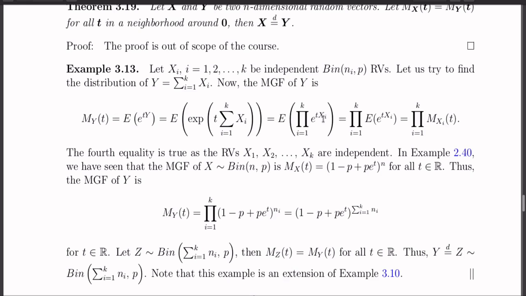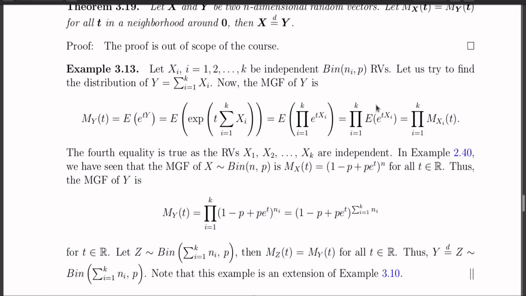Now because xi's are independent, if I take the functions g_i as e to the power t xi, then basically expectation of product of the functions can be written as the product of the expectations, because xi's are independent. So it can be written as product of expectation of e to the power t xi. And notice that this quantity is nothing but the moment generating function of xi. So this whole thing is nothing but product of moment generating function of xi at the point t.